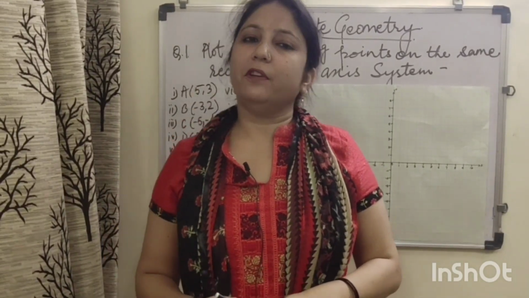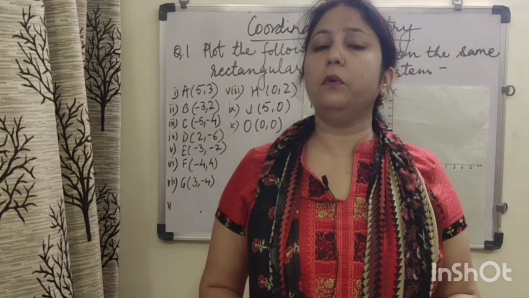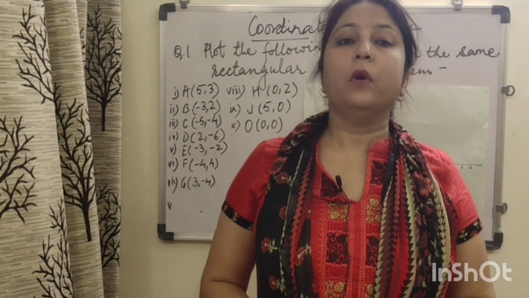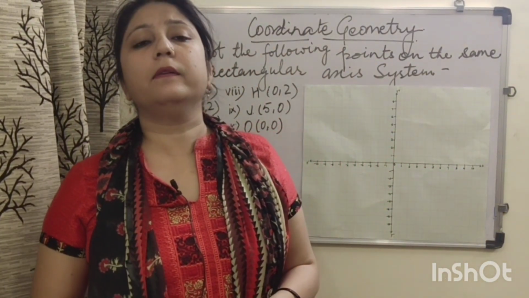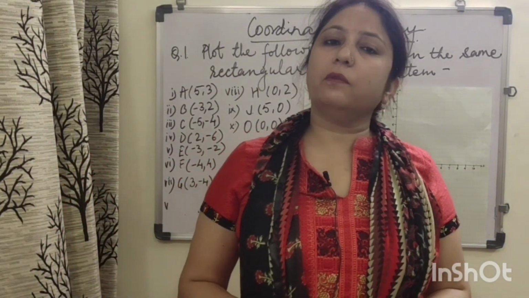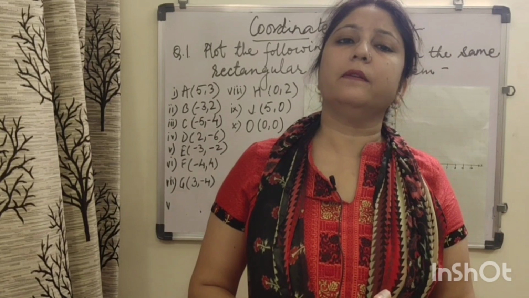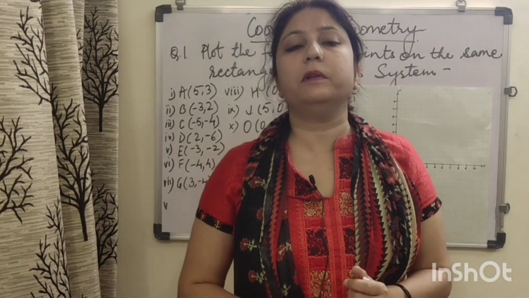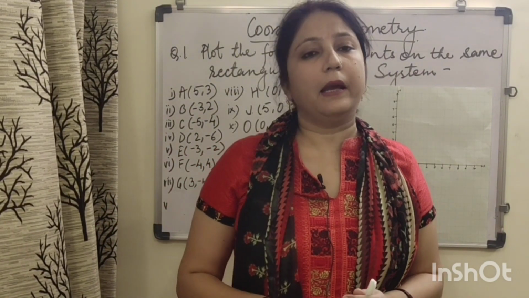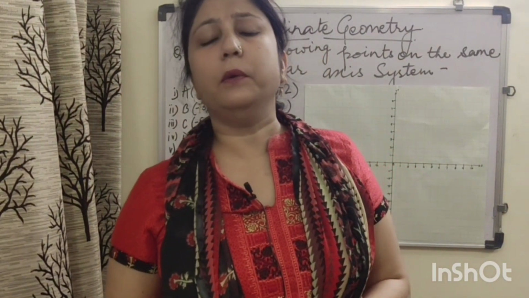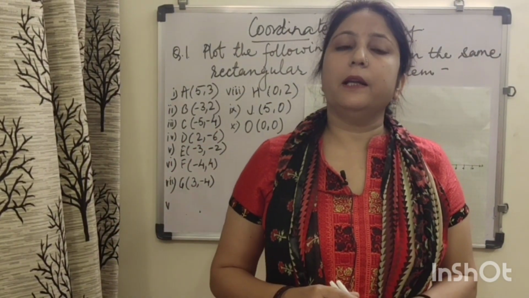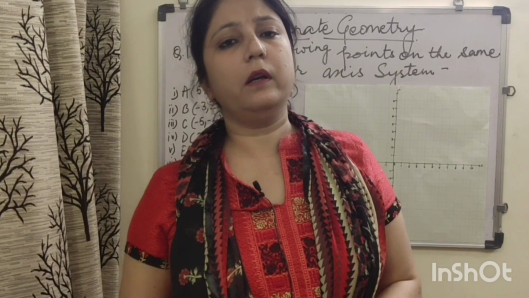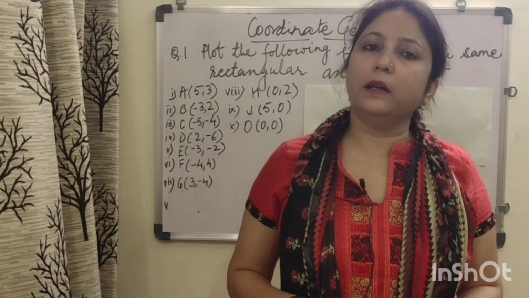Hello children, in the previous video of coordinate geometry, I tried to clear your basics of coordinate geometry: what is coordinate geometry, what is x-axis, what is y-axis, equation of x-axis, y equals 0, equation of y-axis, x equals 0. The equation of a line parallel to x-axis is y equals k, where k is a constant that can attain positive as well as negative values. Likewise, the equation of a line parallel to y-axis is x equals h, where again h is a constant which can attain positive as well as negative values.